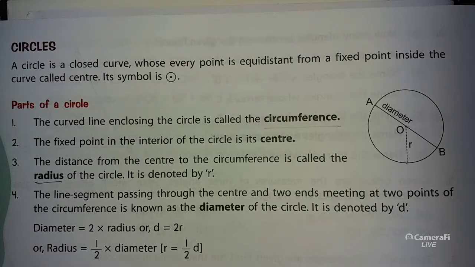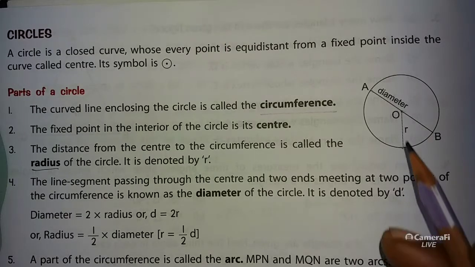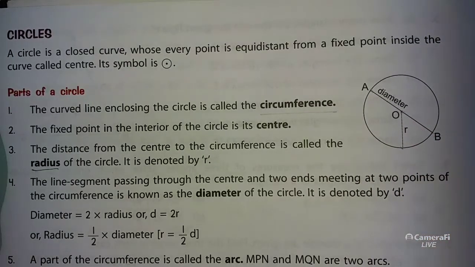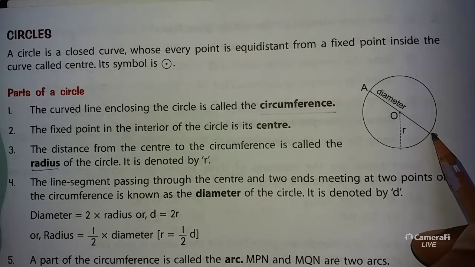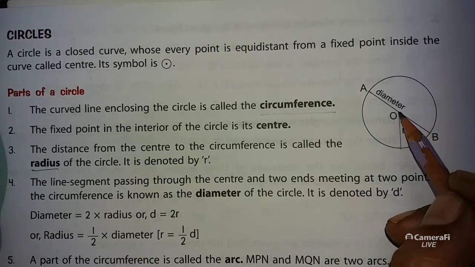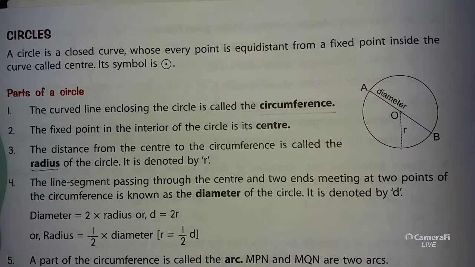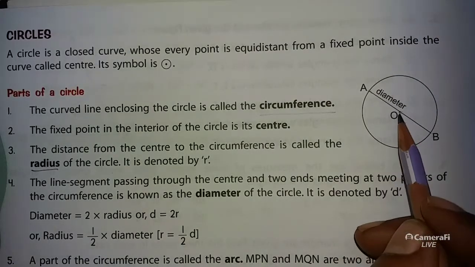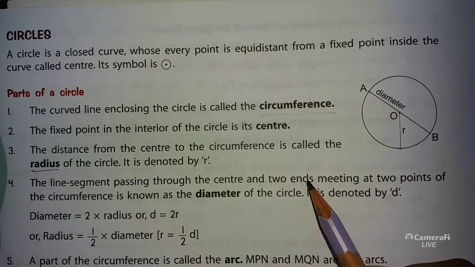Next is diameter. What is the diameter? A diameter is a line segment joining any two points on the circle, but the line segment should pass through the center. So, if we join any two points on the circle and the line segment passes through the center, this line segment is called its diameter. From the figure it is clear that OB is a radius and OA is a radius, and both are the same in length.